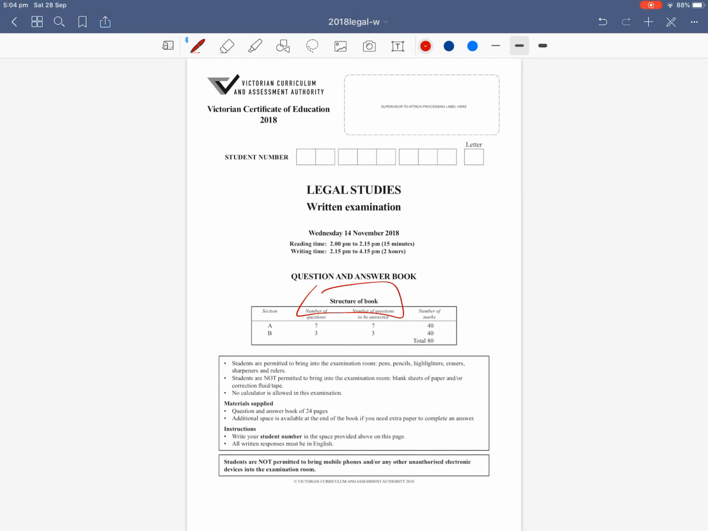So this was the front page of the 2018 exam, and it just tells the date, the reading time, 15 minutes, and your writing time is 2 hours. That's just what we always get, and we know this by now.